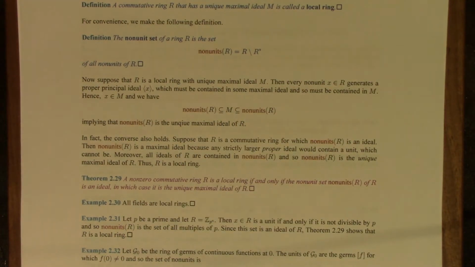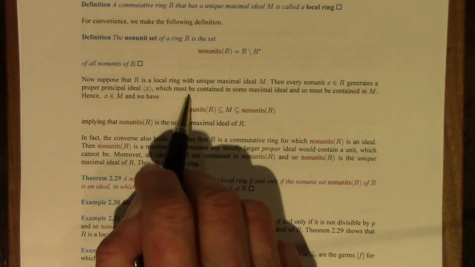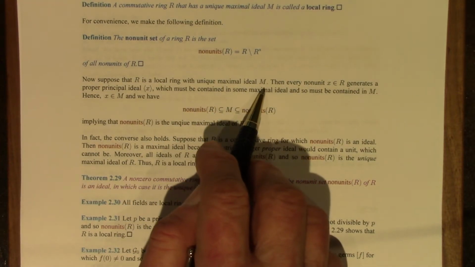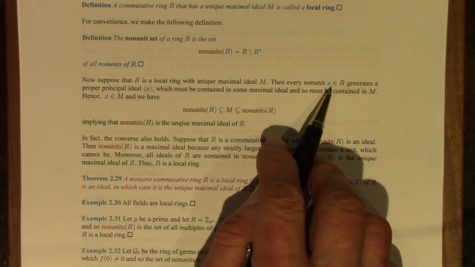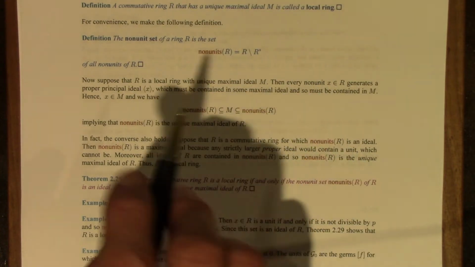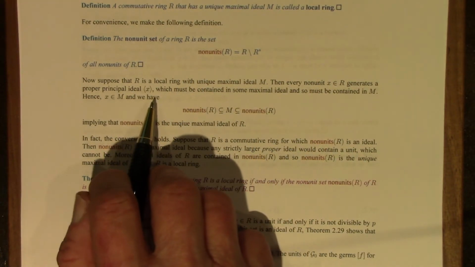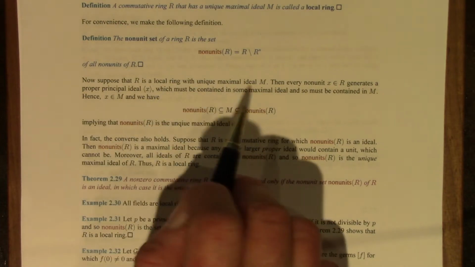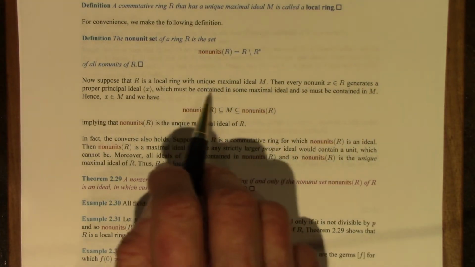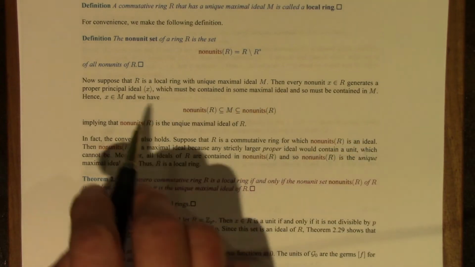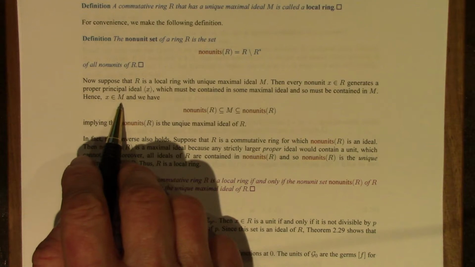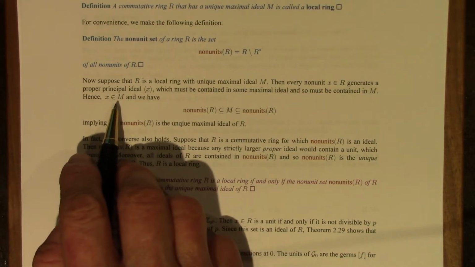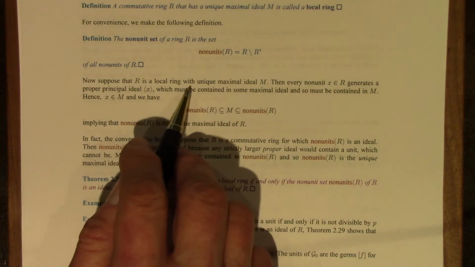Now suppose that R is a local ring with unique maximal ideal M. Then every non-unit x in the ring generates a proper principal ideal. And that has to be contained in some maximal ideal, but there's only one maximal ideal, so that must be contained in M. Therefore, the non-unit element x is in M. In other words, every non-unit belongs to the unique maximal ideal.